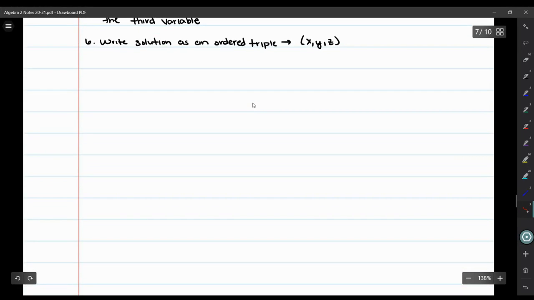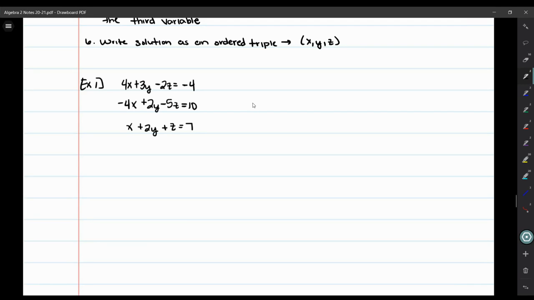So our first example for elimination. So we have example 1. We are going to solve 4x plus 3y minus 2z equals negative 4. Negative 4x plus 2y minus 5z equaling 10. And then we have x plus 2y plus z equaling 7. So this is our system we need to solve for the values of x, y, and z.